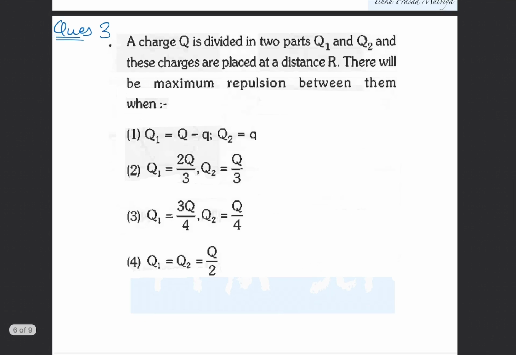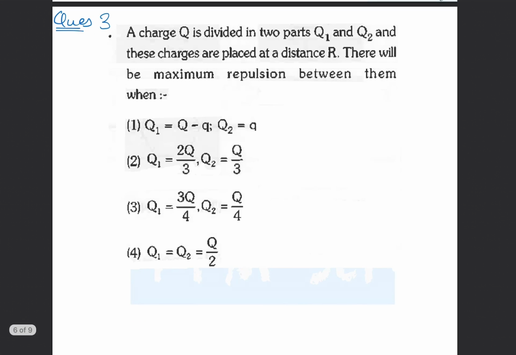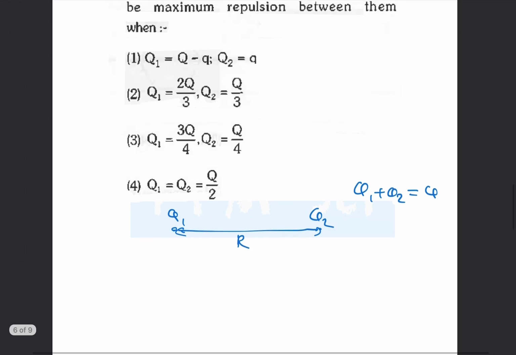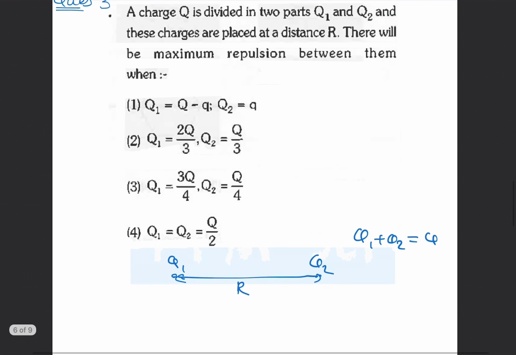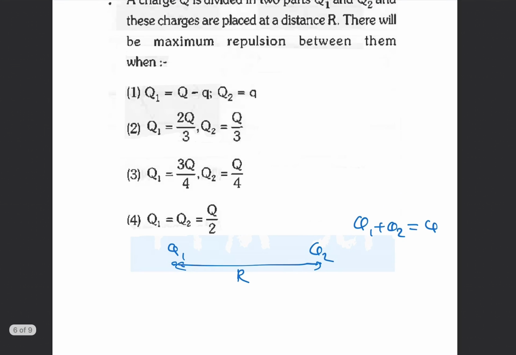Now in this question, actually, there are two charges, q1 and q2. This is q1 and this is q2, and they are placed at a distance r from each other. Now we only know that q1 plus q2 is equal to Q. That means we have to divide Q into q1 and q2. Now there will be maximum repulsion in between when.